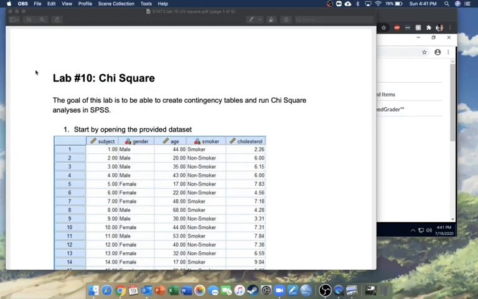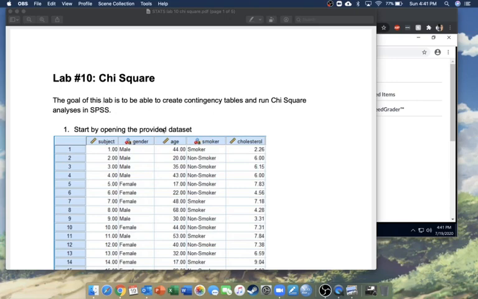This lab is on the chi-squared statistic. So we're going to run a basic chi-squared test as well as have SPSS calculate what we call contingency tables for us. So we'll basically organize our nominal variables and then we're going to run a chi-squared test and then an additional test that runs based on the chi-squared test that we did not learn how to calculate by hand. So let's go ahead and get started.